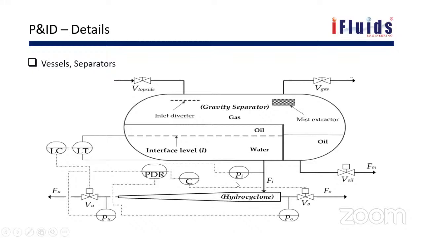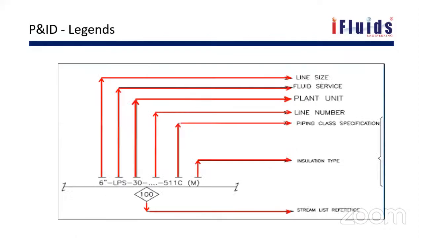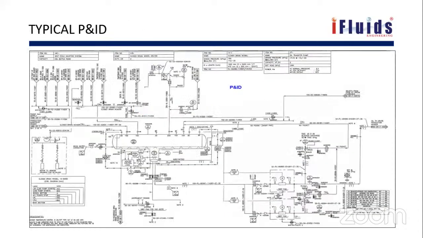So this will be captured in detail in the PNID, like what are all the instruments required, how many level transmitters are required, how many pressure transmitters are required, what are the valves required for isolation of the separator, like inlet isolation, outlet isolation, all those things will be captured in that drawing in the PNID. I'll go to the initial slide. Okay, this is the PNID. So for a vessel, they will show safety devices, relief system, and then inlet outlet connections, along with the controls.